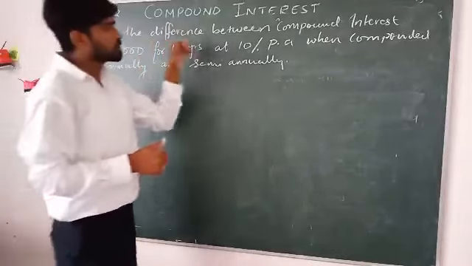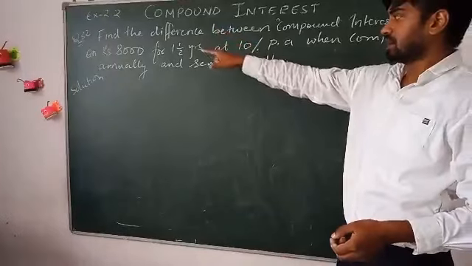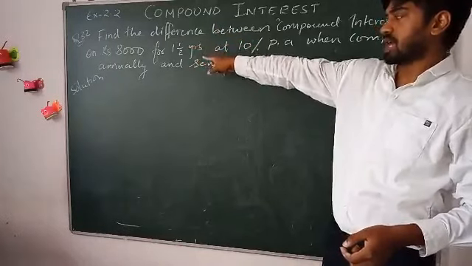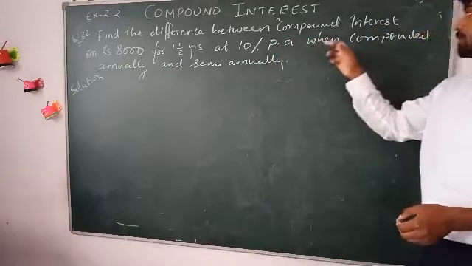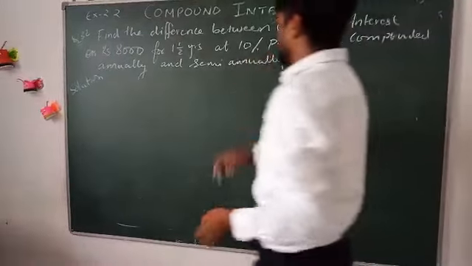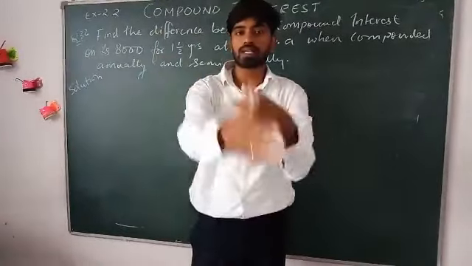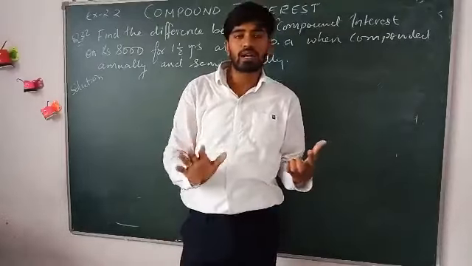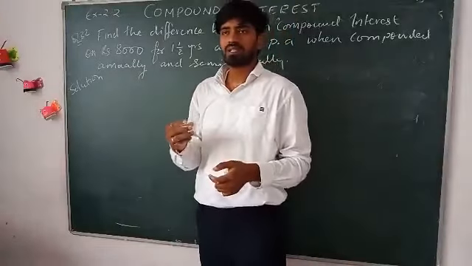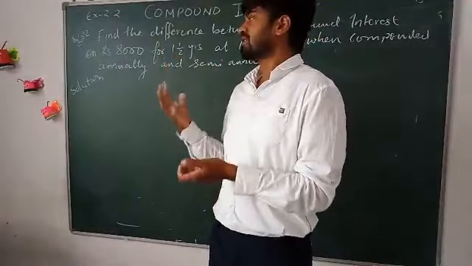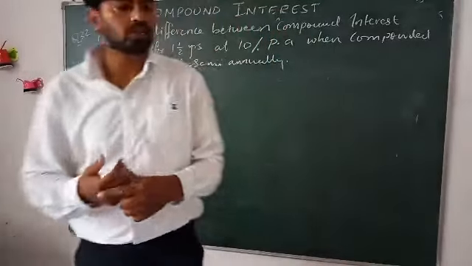Find the difference between compound interest, this is principal, this is time, this is rate per annum, then compounded annually and semi-annually. So what do you guys understand about this question? You guys write it down, pause the video, try understanding. If you continue looking at the video, it might not help you guys, but just give 2 minutes to yourself and try understanding, and write down whatever you understand after reading this question.